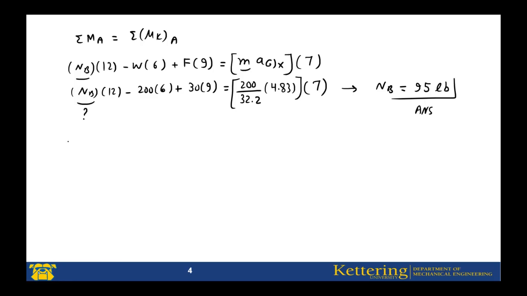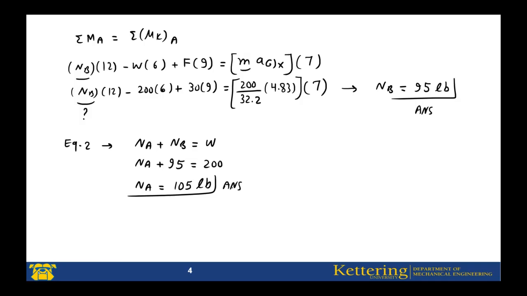Also, from equation number 2, we found that normal force of the A plus normal force of the B equal to weight. Normal force of the A plus normal force of the B, 95, weight is 200, so normal force of the A will be 105 pounds. Second answer.